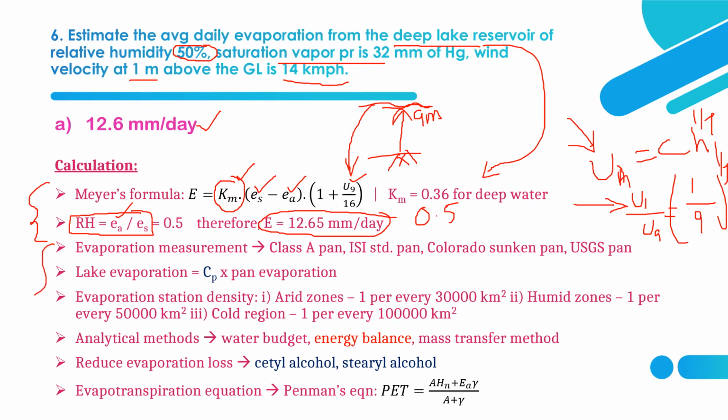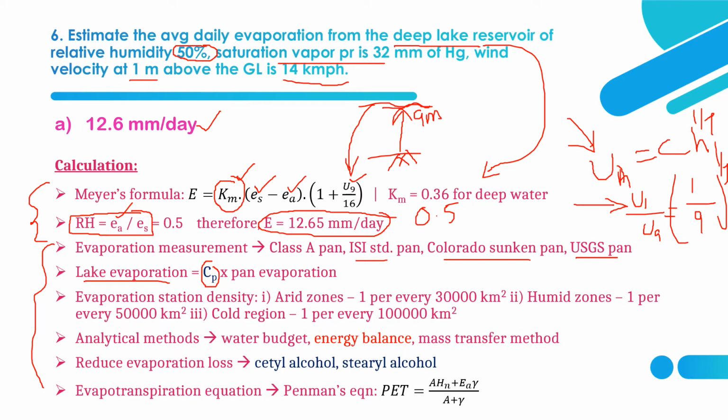And now let's see more things about evaporation. Evaporation measurement can be done by using these devices: Class A pan, ISI standard pan, Colorado sunken pan, and US Geological Survey pan. Every pan has its unique dimensions and lake CP value, that is pan coefficient. So lake evaporation will be given as pan coefficient into pan evaporation. So that's why CP is always less than 1. So that means pan evaporation is greater than lake evaporation.